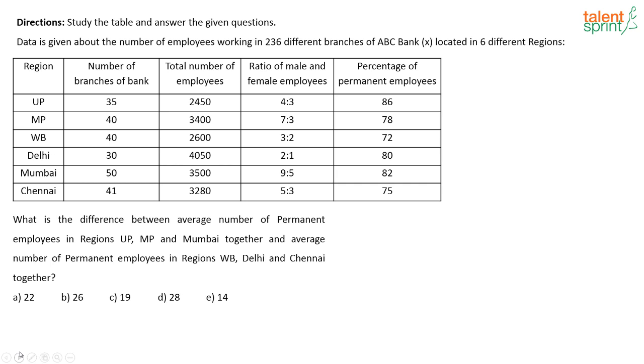So for this question you have to calculate, how do you go about solving this question? What is the difference between the average number of permanent employees in UP, MP, Mumbai? So how many permanent employees are there in UP, in MP, in Mumbai? Find that out, find their average. Similarly, find the average of permanent employees in these three places. Get the answer and subtract both the answers. That's what they are asking.